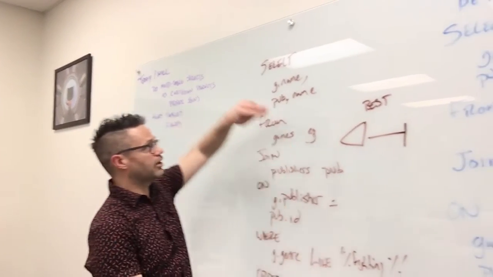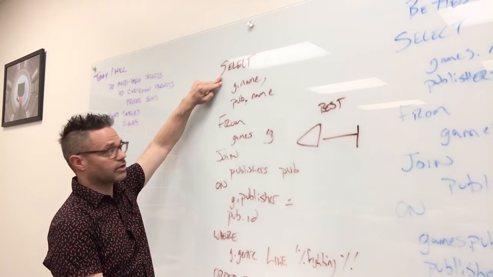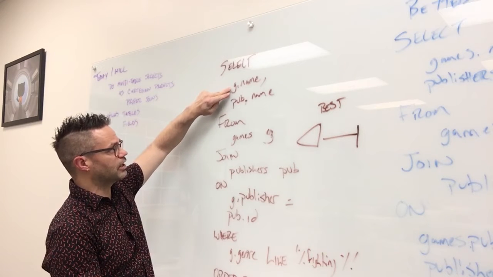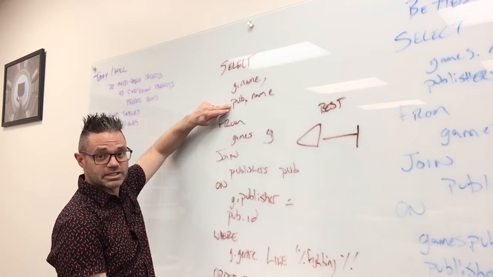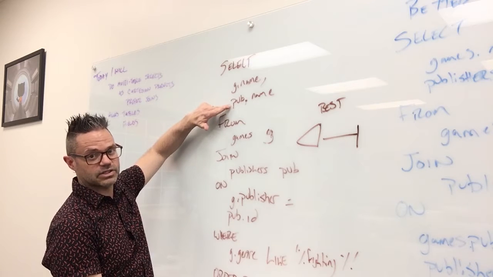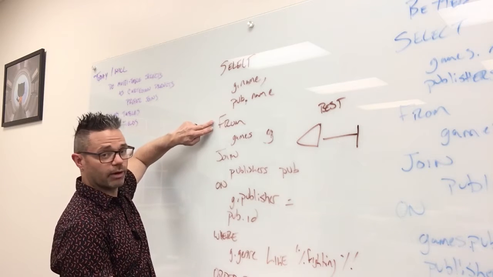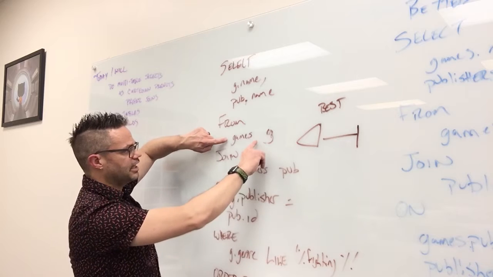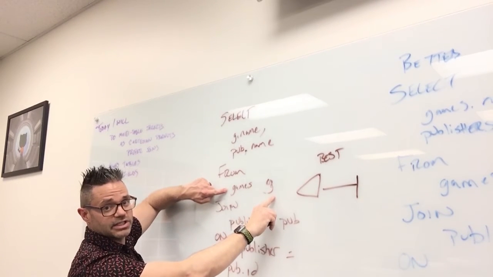So the way we do that right here for aliasing, I have my standard select clause, but notice in my select clause I have g.name and pub.name. The reason that happens is because select actually happens next to last. The first thing we have to do is go to our from clause. In my from clause, I'm taking this table, games, and I'm aliasing it as G.